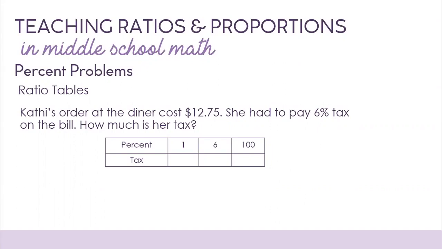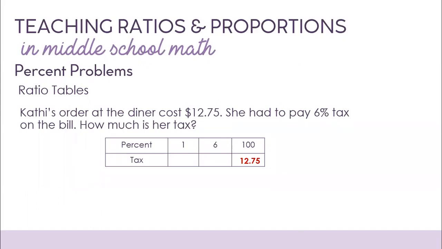We can put in the table, we've got percent and tax. We can put 100%, 6%, and 1%. 100% because we can start with that amount. That's what we're starting with. We know that one. We know 100% is $12.75. If she had to pay 100% tax, she would pay $12.75.